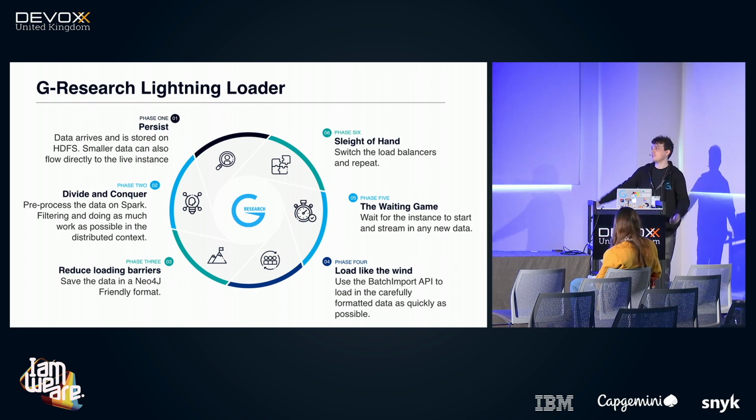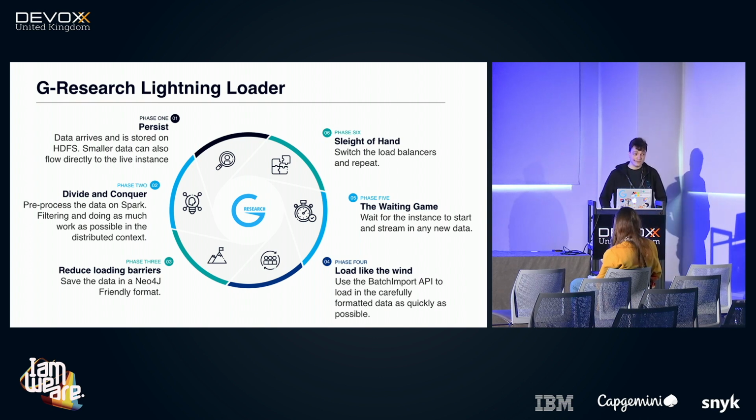And thus was born the G-Research Lightning Loader. The intended process goes like this. Data comes in, we put it onto HDFS, and if it's small enough, we also stream it into the current live instance. We then, on Spark, take all the data that we've got, do that same pre-processing as before, but this time we take it a little bit further, and we make something that's much more friendly towards Neo. So rather than just CSV files that are lots and lots of strings, we're instead going to try and output actual Java types, because the Neo4j loader with the Batch API is Java. So if we can move things in portable Java types, it's going to be faster.